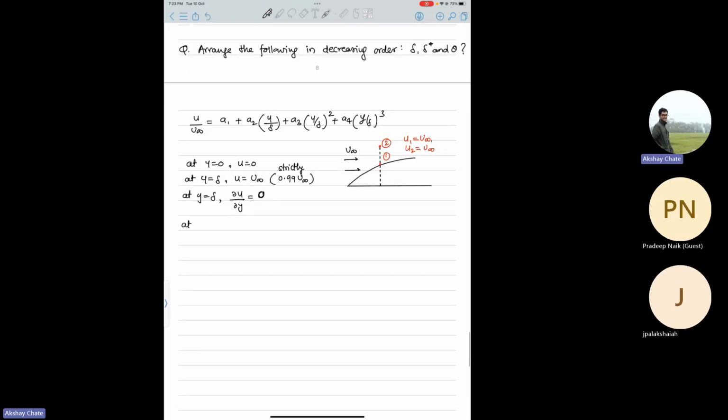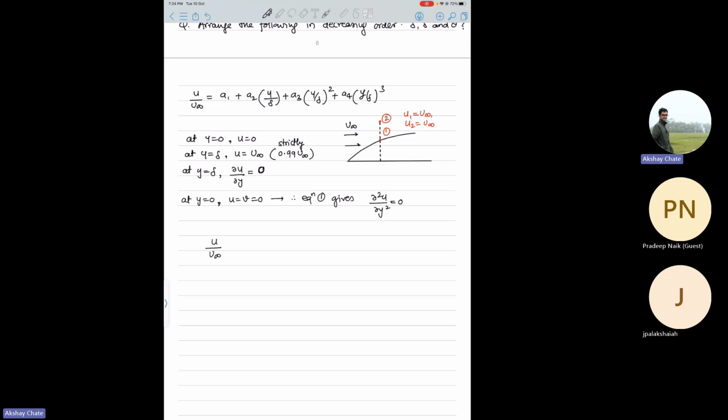So at y equal to 0, your u as well as v equal to 0, right? Because there is no velocity across the flow and parallel to the flow because of the no slip boundary condition. Therefore, equation 1 gives del square u by del y square equal to 0. So these four conditions they use and solve, and the velocity profile is the famous 3 by 2 y by delta minus 1 by 2 y by delta cubed. Again, there are many velocity profiles, but this is the commonly known cubic profile. I have not done the calculation. You can do that because it's a four unknown, four equation system, and it should be straightforward.